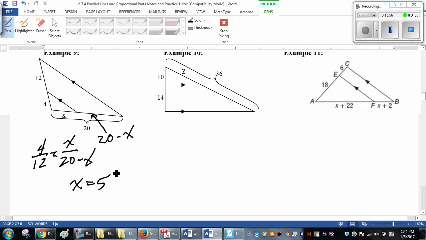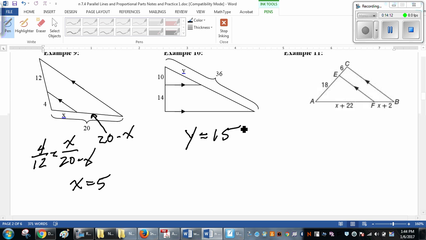All right. Next one, exact same thing. You guys are up to this one. Take care of this one on your own. Exact same thing. Work it out. And you should get y equals 15. Pause that. Work that one out. Make sure you're good to go.